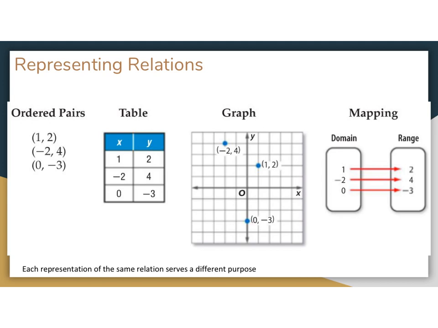Each representation of the same relation serves a different purpose. For example, graphing the points can show the pattern between points. Or mapping can show you at a glance if the elements are paired with a different element. So here we can see that each element in the domain is paired with 1 in the range. There's no overlapping to different range points.